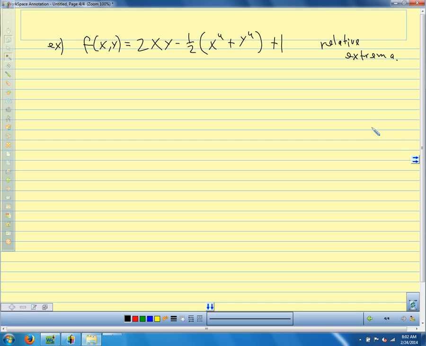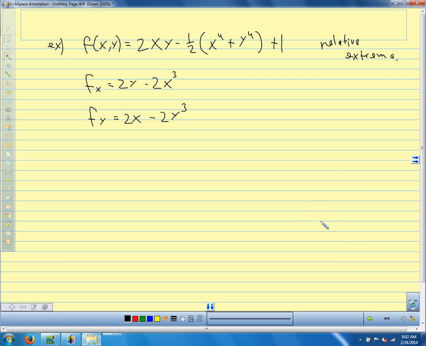So these problems, just like finding maximums, minimums in single variable calculus, it's kind of nice because we always follow the same process, the same procedure. So we find our first partials. Our first partial with respect to x is going to be 2y minus 2x to the 3rd. And our partial with respect to y, we have a kind of symmetrical situation here. So we have 2x minus 2y to the third.